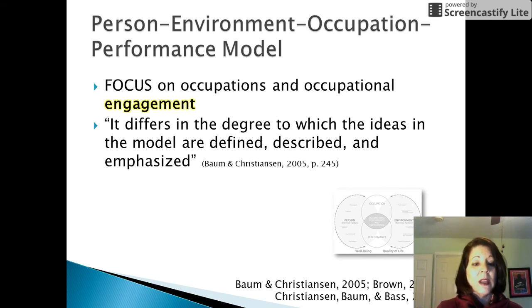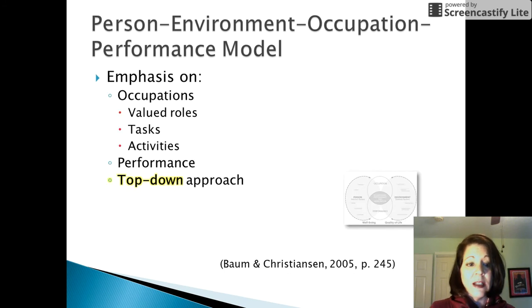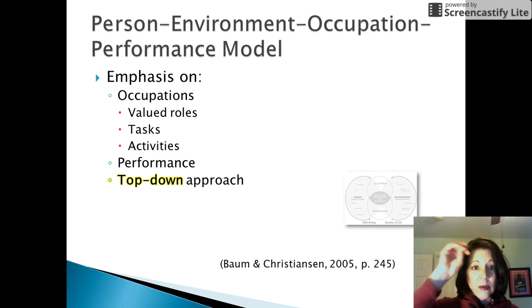And what the authors of this model say in terms of how their model differs and in how the engagement differs is the degree to which these concepts are defined. So what they're saying is that their model goes more in depth, looking at the aspects of these characteristics: person, environment, and occupation. And indeed, they do have more detail to their definitions. It is a top-down approach, meaning that they start with the occupation and then they trickle that down to what's going on with the environment and occupation.